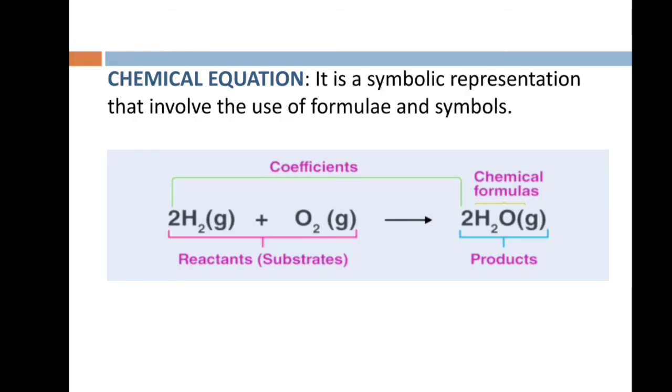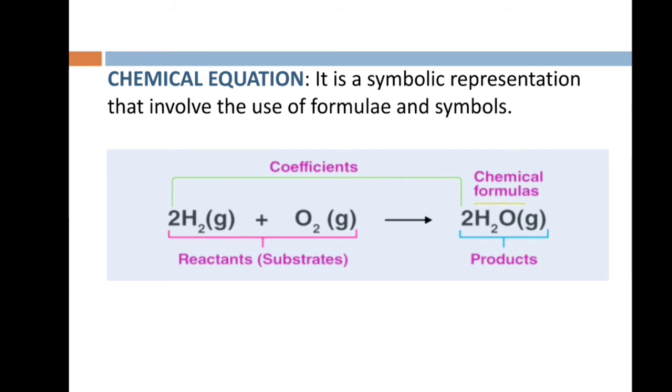You see here in this picture, this is a chemical equation. A chemical equation is a symbolic representation that involves the use of formulas and symbols. This is a chemical reaction: when hydrogen reacts with oxygen, it forms water. Here hydrogen and oxygen are the reactants, and the water which is formed is the product. As you see in this reaction, the atoms of one element don't change into those of another element.